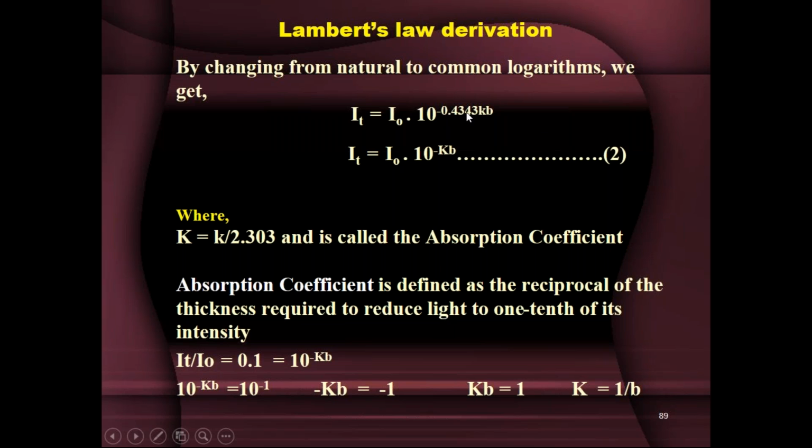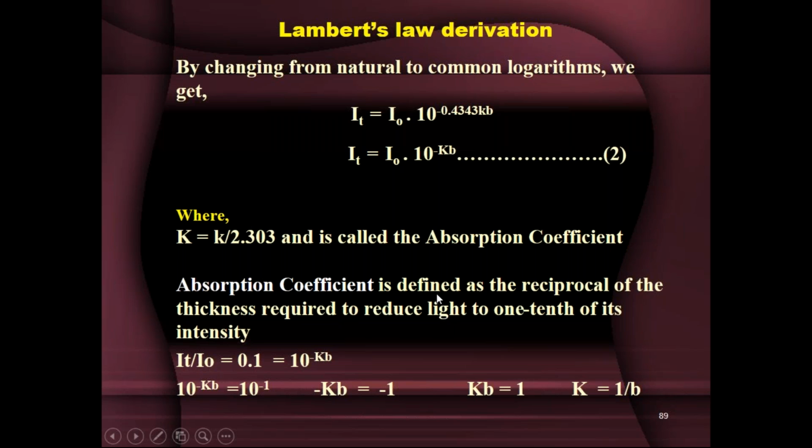1 by 2.303 is 0.4343. Now this we are going to reduce to capital K. So IT equals IO into 10 raised to minus capital K small b, where capital K is small k by 2.303, or it is 0.4343 small k. It is called the absorption coefficient.